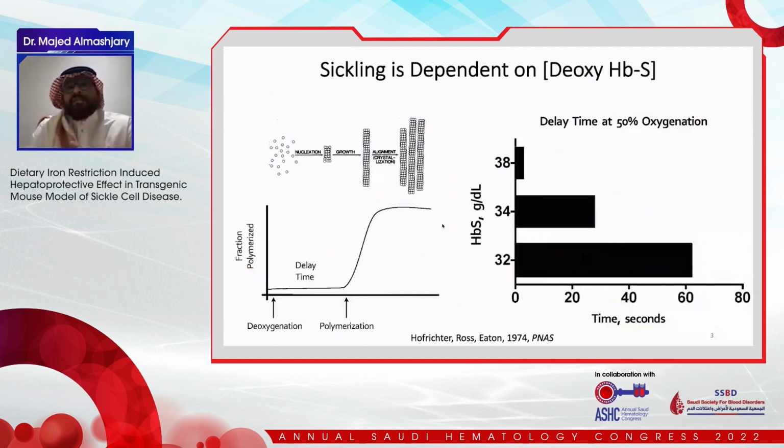The sickling itself is dependent on the concentration of deoxyhemoglobin S. This is a study from 1947 where they measured what we call the delay time. The delay time is the time between deoxygenation and polymer formation. For that, they utilized different concentrations of free hemoglobin S.